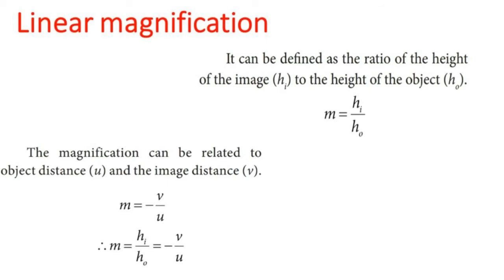The magnification can be related to the object distance u and the image distance v. m is equal to minus v by u. v means image distance, u means object distance. Therefore, m is equal to hi divided by ho is equal to minus v by u.